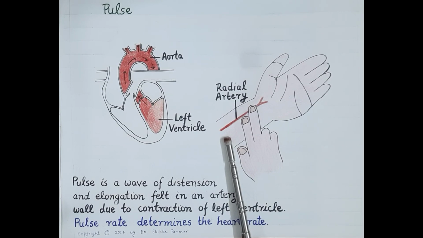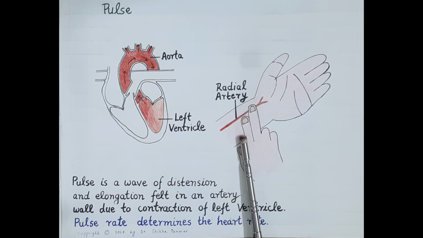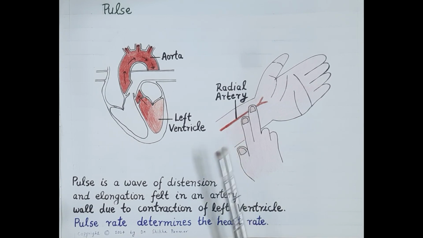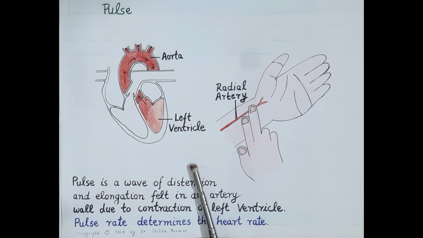Now the stretch or wave of distension and elongation in the arterial wall is detected by these two fingers and is known as the pulse. So in this way, number of pulses per minute are determined, and pulse rate indicates the health of the heart. So this is all about the pulse and its measurement.